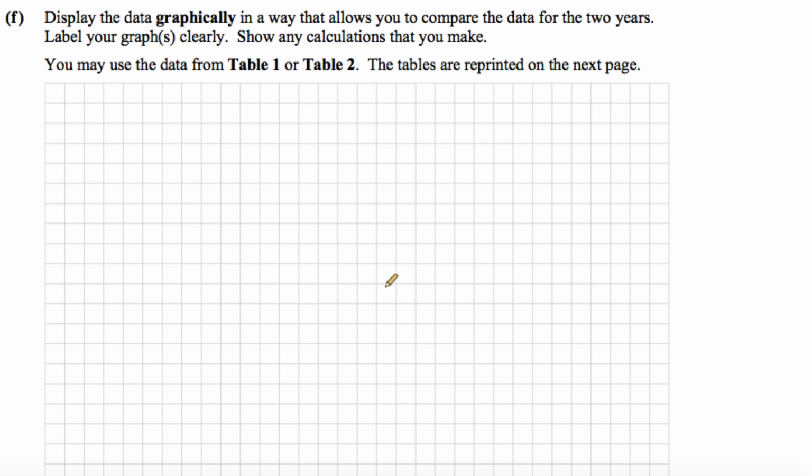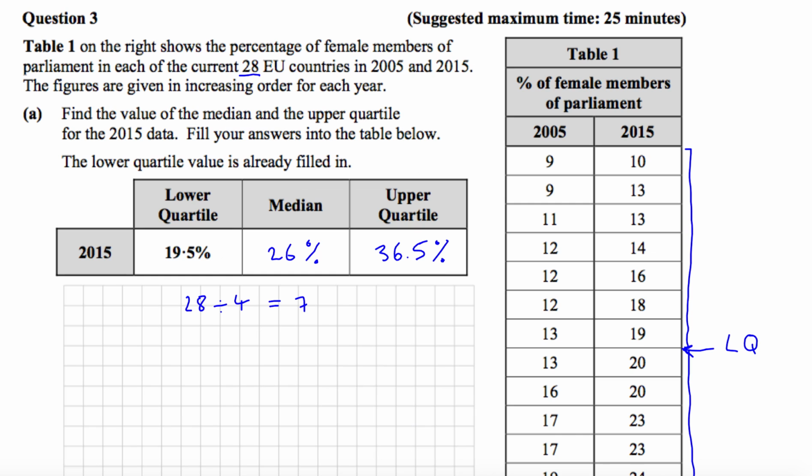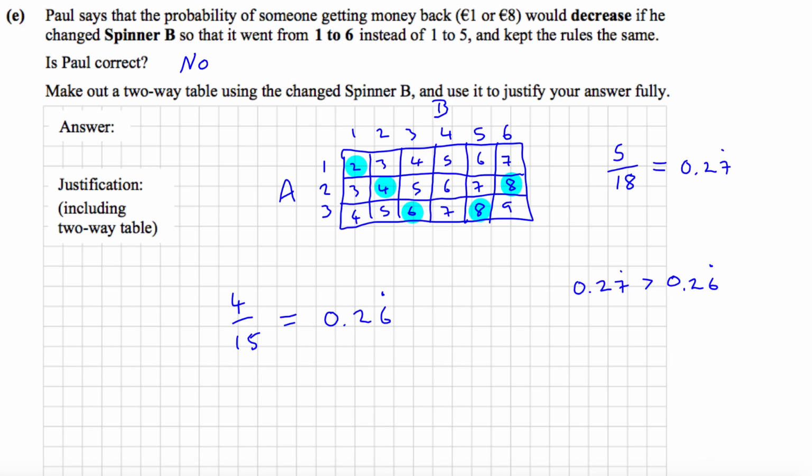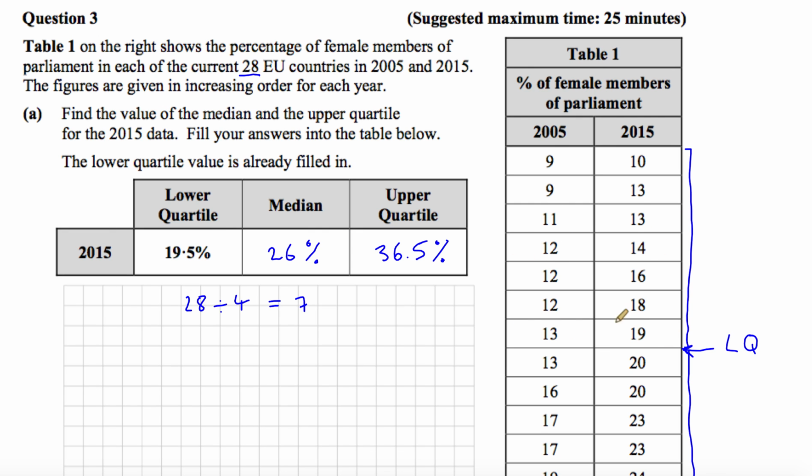Okay, so finally we have part F of this rather long question. Display the data graphically in a way that allows you to compare the data for the 2 years. Label your graph clearly, show any calculations that you make, and you may use the data from table 1 or 2. Okay, so, well, we can use the table 1 or 2, so there's a number of graphs that you could do here. I'm going to use the data from table 1 here.